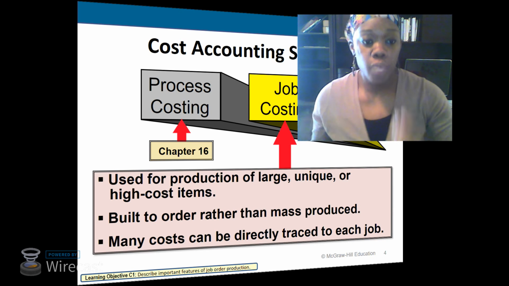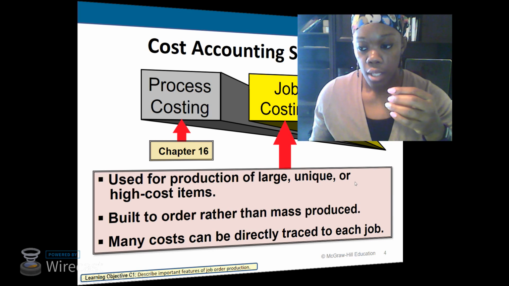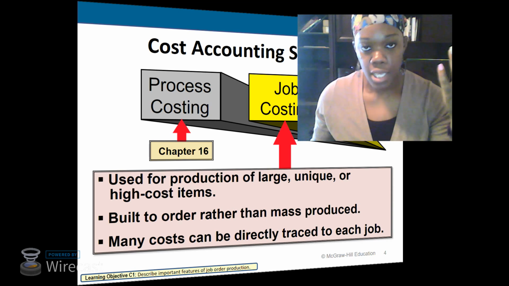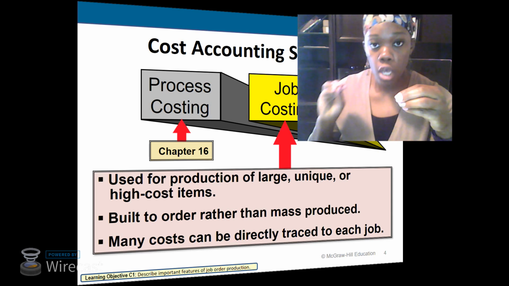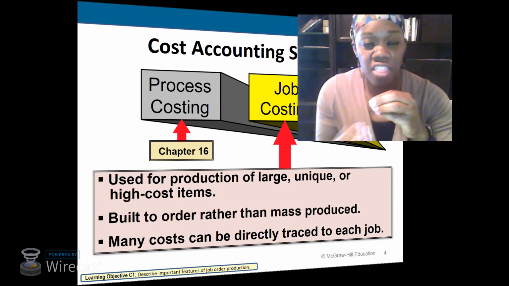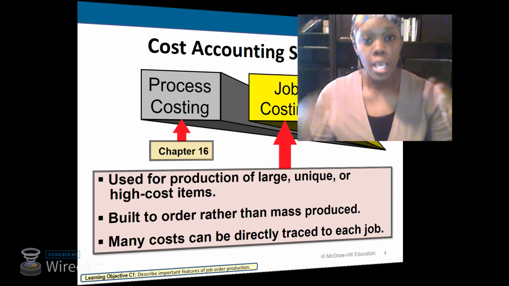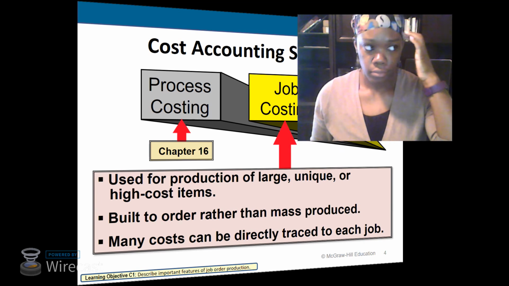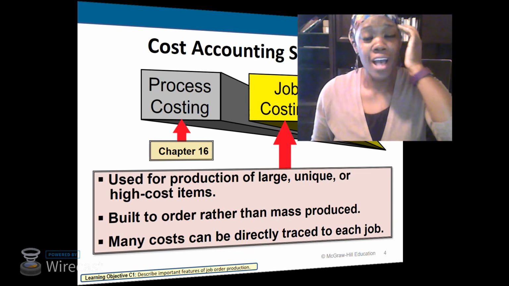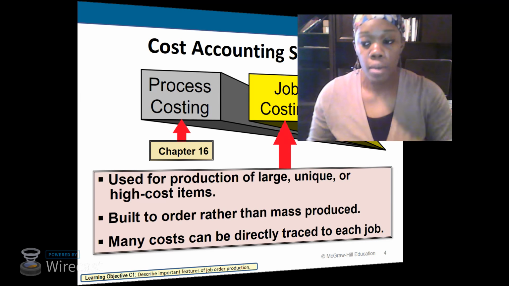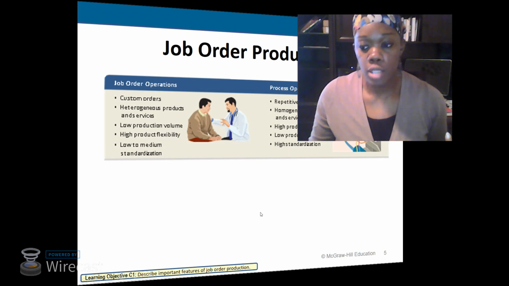system because it's unique. Another thing that they usually will use it for is if they're building, let's say, a plane or something so big that you want to make sure you're properly costing that thing out, right? You want to keep up with how much it cost us for these chairs, these seats. How much did it cost us for the metal? I don't know how to make a plane. But anyway, how much did it cost us to put all of these things together? We want to keep up with those costs because it's going to cost us a lot of money. So those are going to be job order costing.